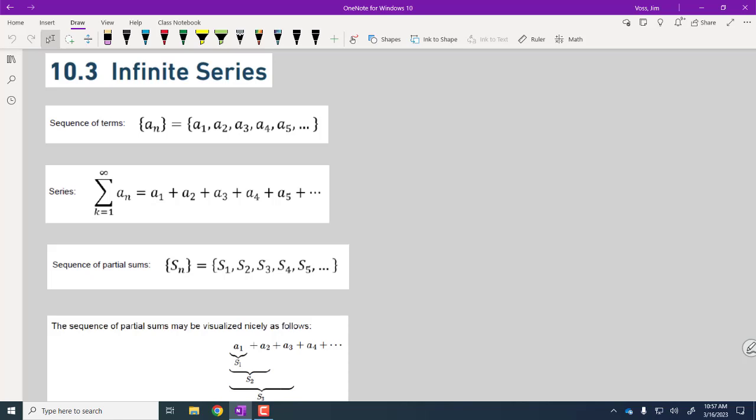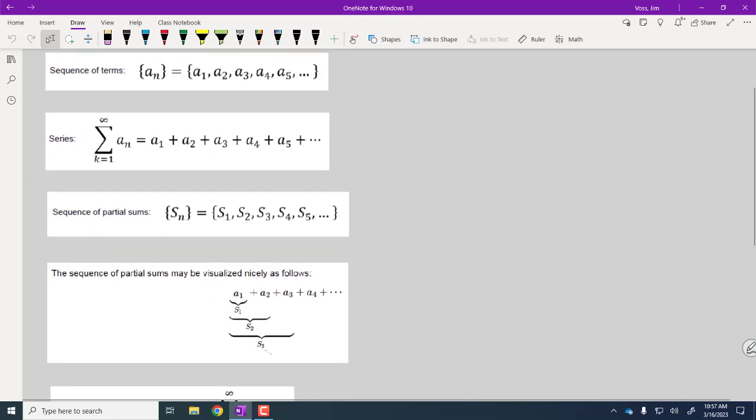So remember, we talked about this on Monday, or Tuesday. I talked about it on Monday also. So a sub n, that is the sequence of terms. These are the terms that we are going to add together. So the sequence of terms creates our series.